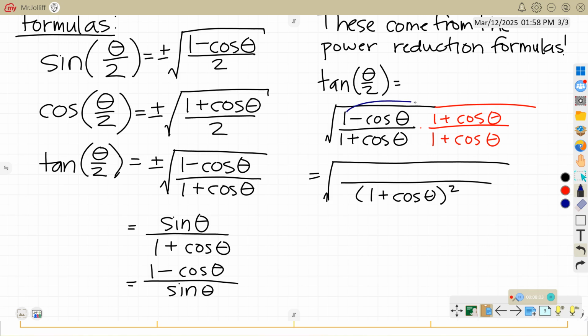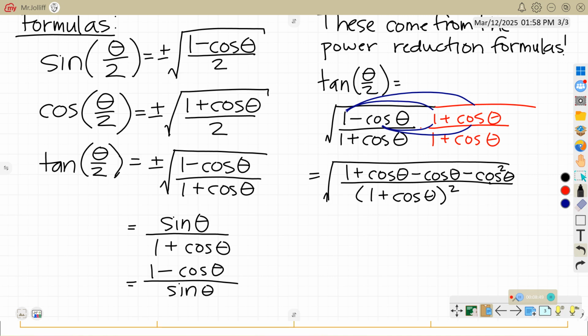So first is 1 times 1, which is 1. Outer is 1 times a positive cos, so plus cos. Inner is a negative cos times a 1, which is negative cos. Last is a negative cos times a positive cos. Negative times positive is negative. Cos times itself is cos squared.